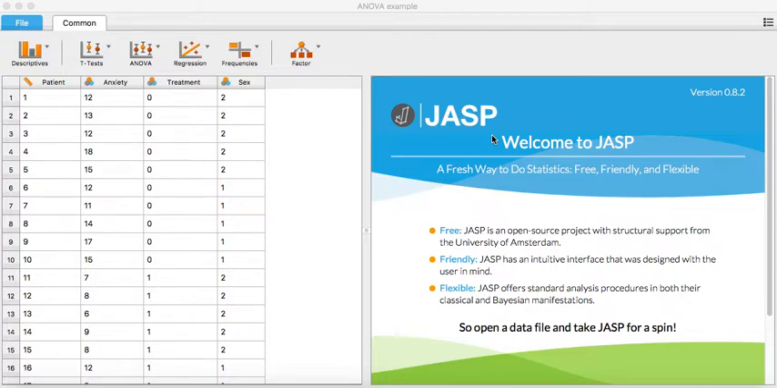So we have our data here. We're ignoring patient. Again, this is just to signify in Excel that these are all the same person. So like patient 1, the anxiety levels, treatment group, the sex, that's all one participant. 2, 3, 4, it's the same kind of deal there.